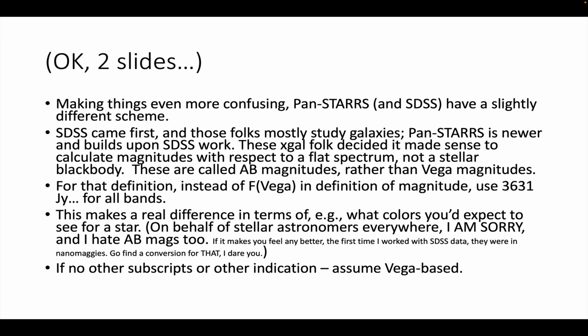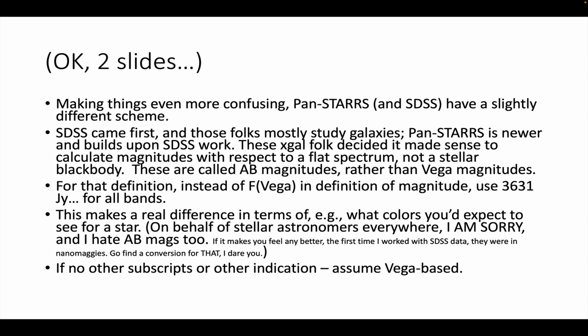Okay, maybe there's 2 slides on units. Making things even more confusing, if you are working with Pan-STARRS data or Sloan data, SDSS's Sloan Digital Sky Survey, they have a slightly different scheme. The Sloan Digital Sky Surveys came first, and the people that were working on that survey mostly study galaxies. Pan-STARRS is a newer survey, but it builds upon the work started by SDSS.